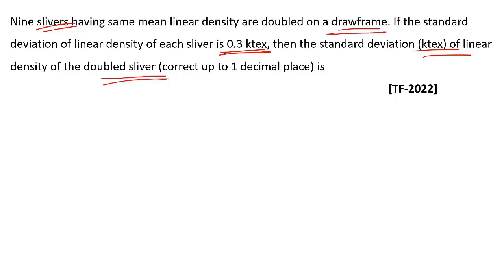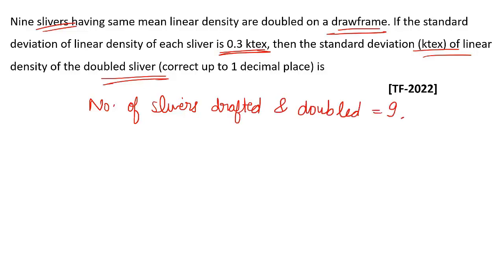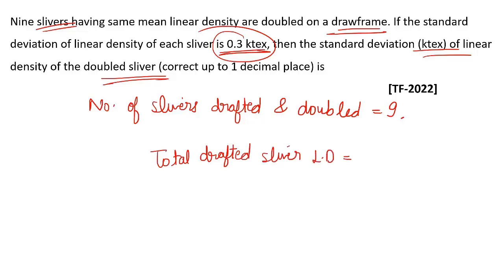What is given is the number of slivers drafted and doubled. That means drafting and doubling is done for 9 slivers. And total drafted sliver linear density: if the linear density of one sliver is 0.3 kilotex, then for 9 it is 9 into 0.3, that means 2.7 kilotex.